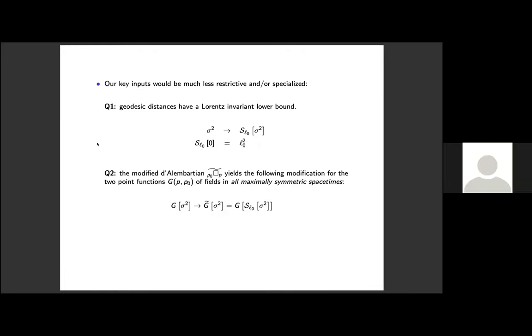Yeah, no, I understand. So what you are saying is that for sigma, there is a metric, but for this function S, there may not be a metric. Exactly.